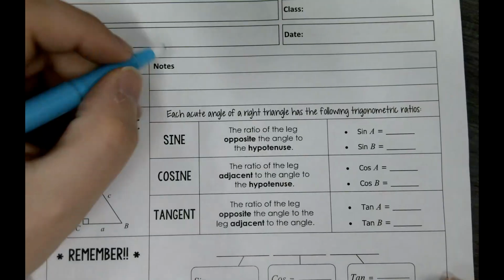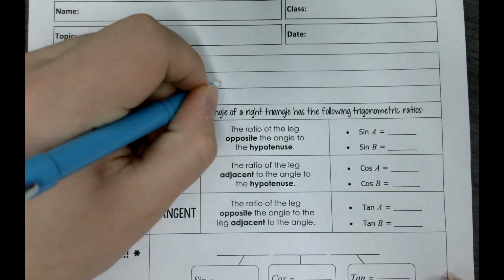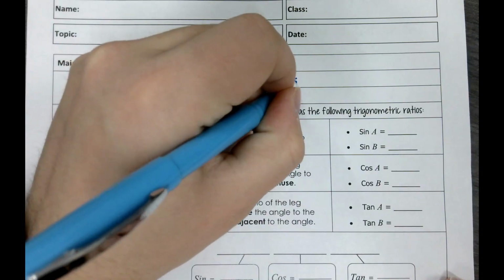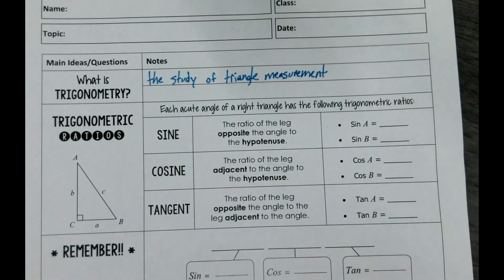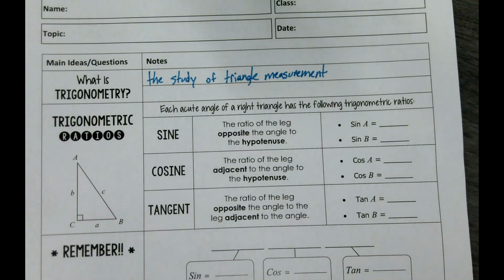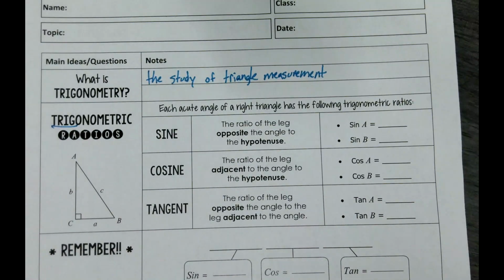Well, trigonometry is just the study of triangle measurement. The study of triangle measurement, meaning angles and sides of triangles. We're able to measure sides that we don't know using trigonometry. Sine, cosine, and tangent are going to be our trigonometric ratios, or for short, trig ratios. We just shorten trigonometry and trigonometric all to trig, just because we say it so much. It's a little easier just to say trig.